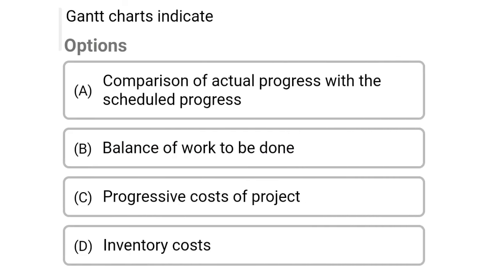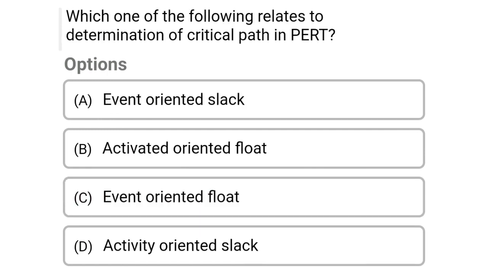So next question, Gantt chart indicates option A, comparison of actual progress with the scheduled progress, option B, balance of work to be done, option C, progressive cost of project, option D, inventory cost. So the correct answer is option C, progressive cost of project. So next question, which one of the following relates to the determination of critical path in PERT? Option A, event oriented slack, option B, activity oriented float, option C, event oriented float, option D, activity oriented slack. So the correct answer is option A, event oriented slack.